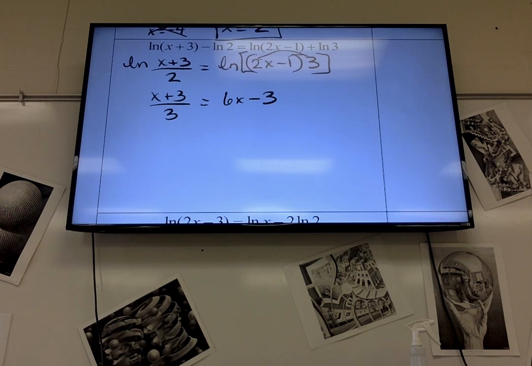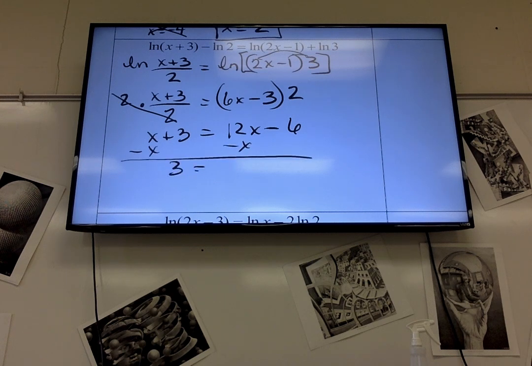I don't know why I put a 3 here. I'm sorry. Should be a 2. To try to solve this, I would multiply both sides by 2. 2's cancel. You get x plus 3 equals 12x minus 6. Add 6 to both sides, or subtract x from both sides. You get 3 equals 11x minus 6. Add 6. 9 equals 11x. Divide by 11. X is 9 over 11.